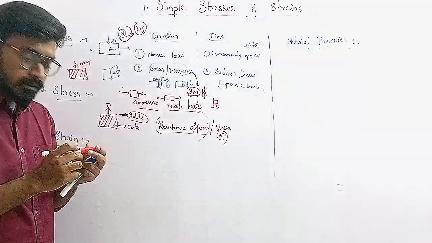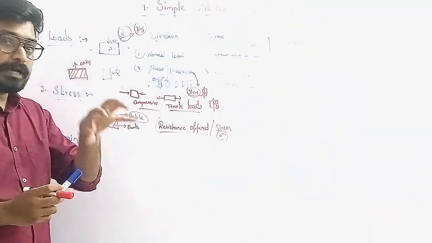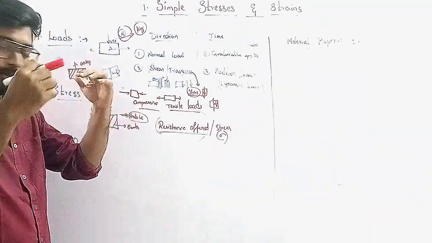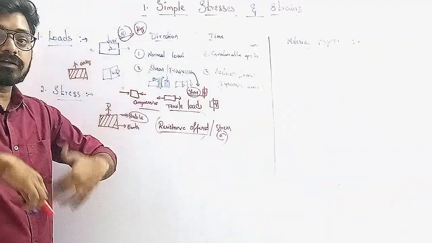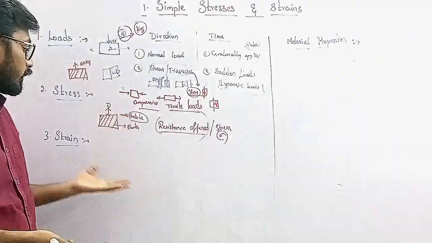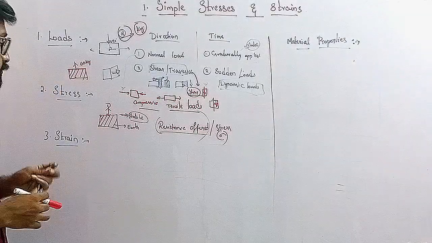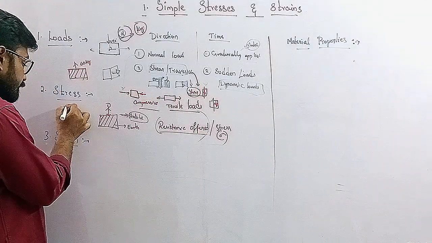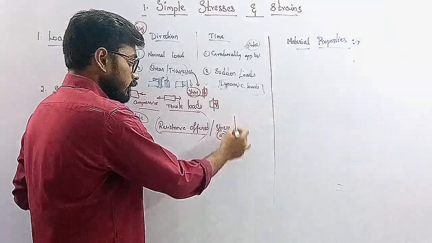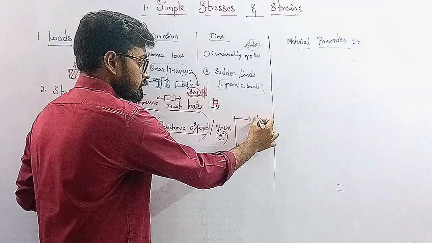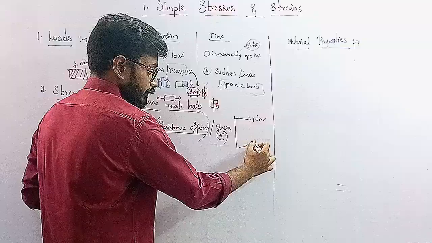The pressure means pressure acts only on the body, but the stress is internal resistance to the external load. Okay. So that's the difference. So here we will denote it as sigma. Okay. So stress is also classified into two types, that is normal stress and shear stress.